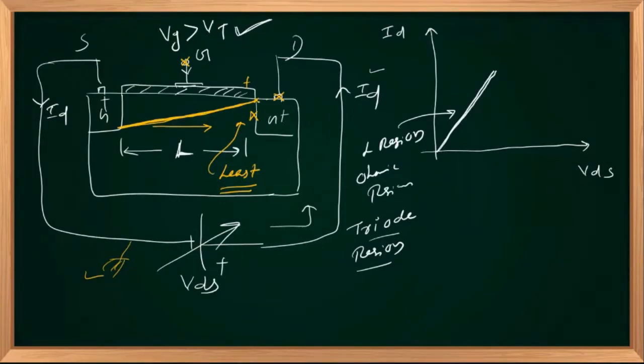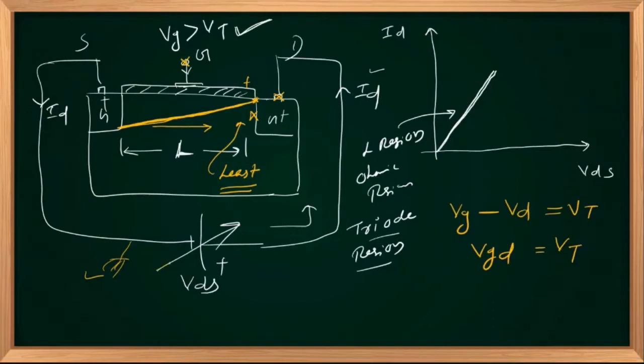Suppose a condition exists at which the gate potential minus the potential at the drain end, VD, is equal to VT, or VGD equals VT. This implies that at the drain end we have a very small number of electrons compared to the source side.